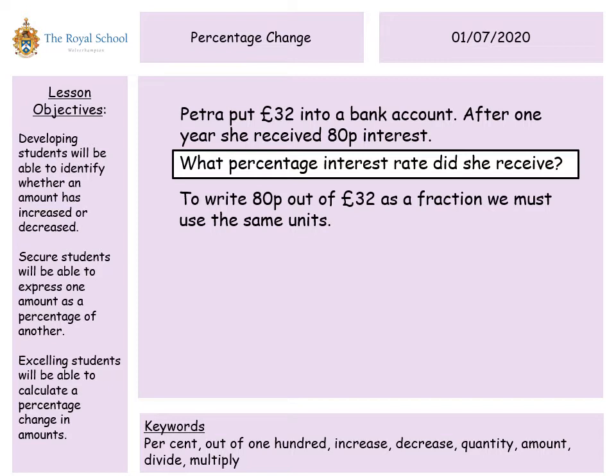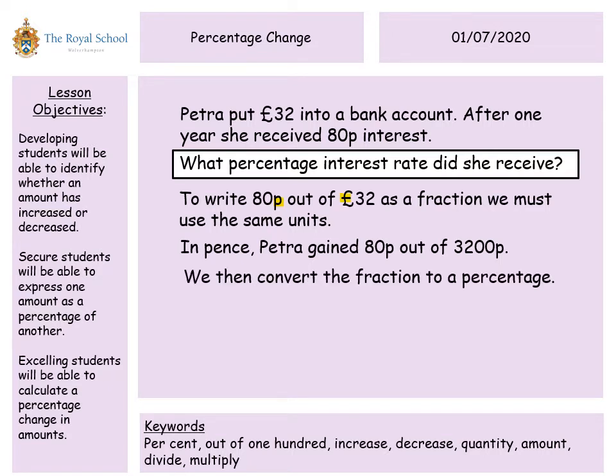First thing to consider is that we've got mixed units. We've got one in pence and we've got one in pounds. So we need them in the same units. Now it doesn't particularly matter whether you went all in pounds or all in pence, but for this example here, I'm going to go all into pence. So Petra had 80p in her interest, and then the amount that she had in the bank account to start off was £32. That's 3,200 pence. Remember, 100 pence in a pound, so times that pound amount by 100.